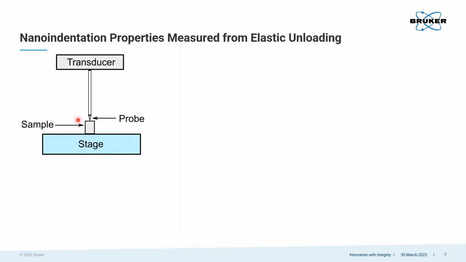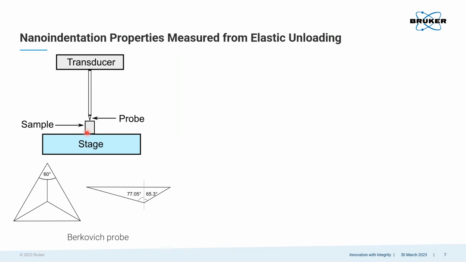So I'll briefly go into nanoindentation and some of the analysis. So we take our probe attached to our transducer, and we're indenting the sample secured to the stage. And all of the work shown here will be using the Bruker probe, which is one of the standard probes in our lineup. And it's a 3-sided pyramidal indenter.